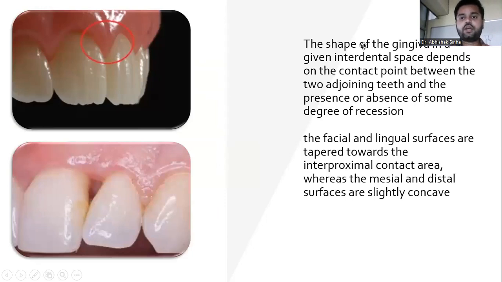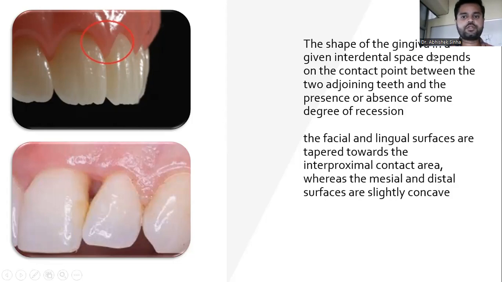The shape of the gingiva in a given interdental space depends on the contact point between the two adjoining teeth and the presence or absence of some degree of recession. The facial and lingual surfaces are tapered towards the interproximal contact area, whereas the mesial and distal surfaces are slightly concave.